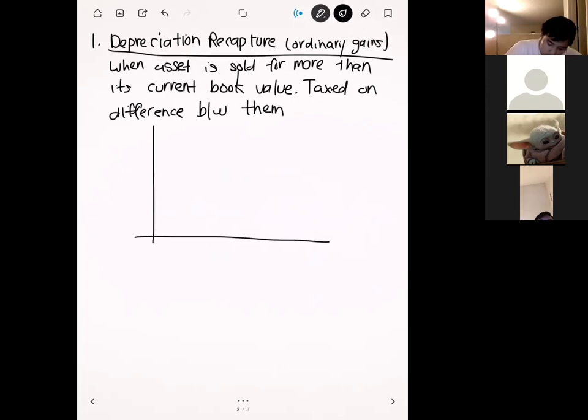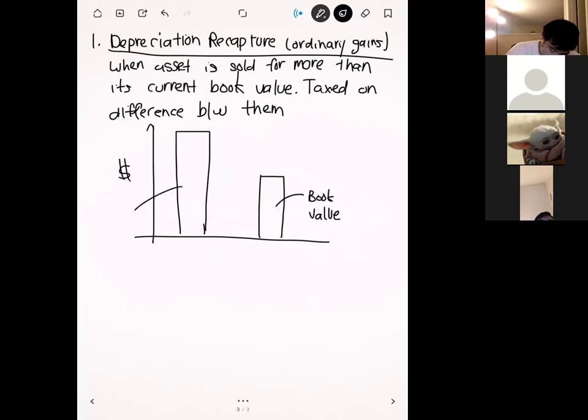Visually, it might look something like this. Let's say the book value is this bar right here. Then let's say that you sold it for this amount, and the y-axis here is of course money. The difference between these two values is called depreciation recapture, and this amount is taxed because it counts as income. You're basically selling it for more than what the tax books say is the current worth of that asset. Okay, that's the first situation.